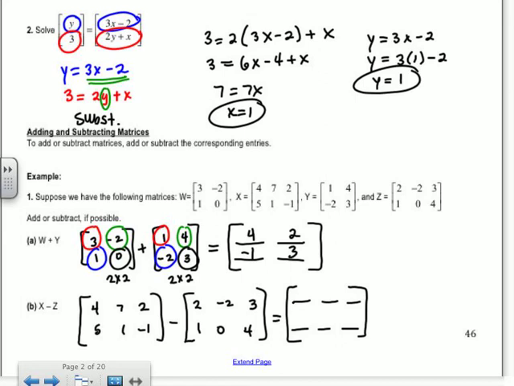Okay, so I have 4 minus 2. I'm going to write out the steps. So 4 minus 2 is the first spot. 7 minus a -2. 2 minus 3. 5 minus 1. 1 minus 0. And I'm going to have -1 minus 4. Okay, you don't have to write out that step if you see it, but you should get 2, 9, -1, 4, 1, -5.